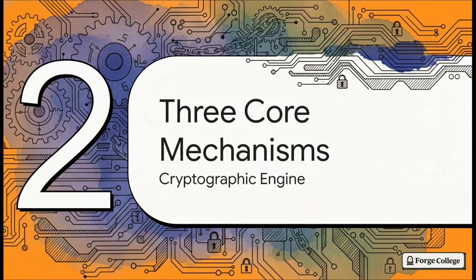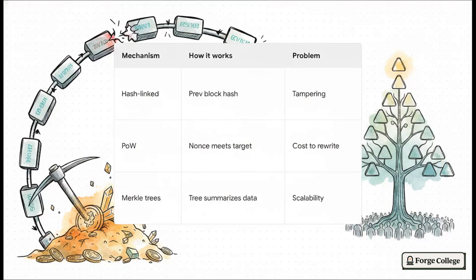Moving right along to Section 2, 3 core mechanisms, the cryptographic engine. Now, what's genuinely fascinating about this is how perfectly each technical mechanism maps to stopping a specific threat. It's like a perfectly engineered machine. First up, we've got hash-linked blocks. By including the previous block's hash, it creates a tamper-evident chain. Basically, if you try to change a record in the past, it instantly breaks all the links moving forward.